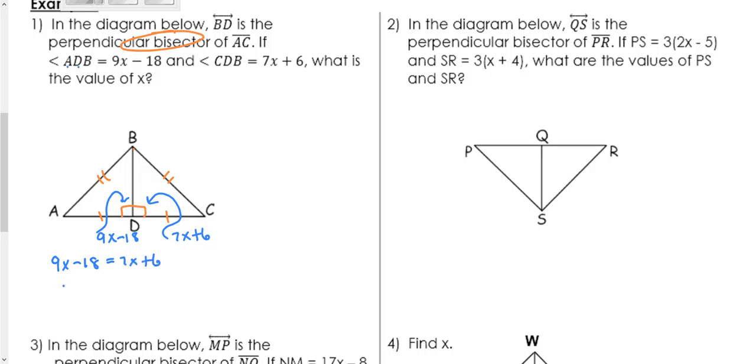If I subtract 7x, I get 2x. And if I add 18, I get 24, which means x is 12.